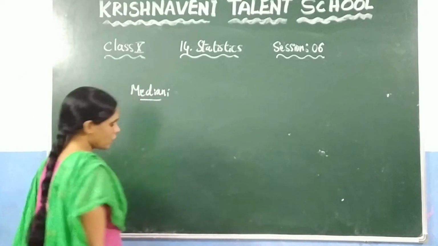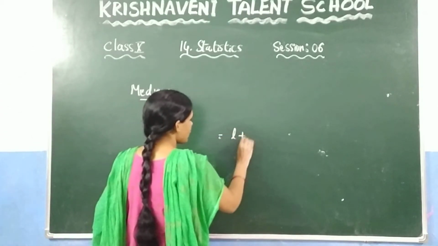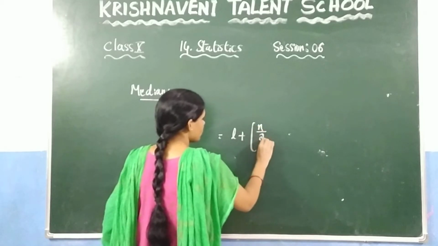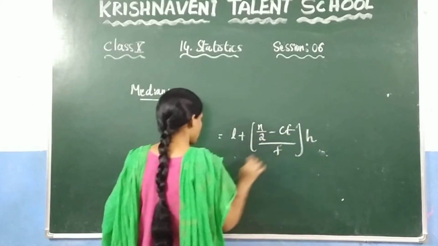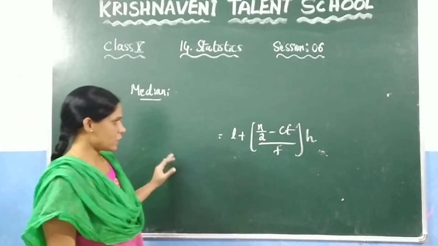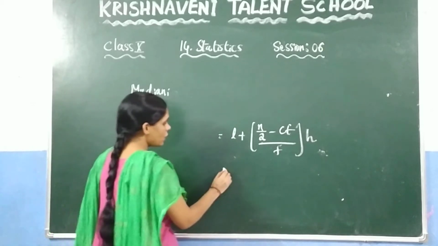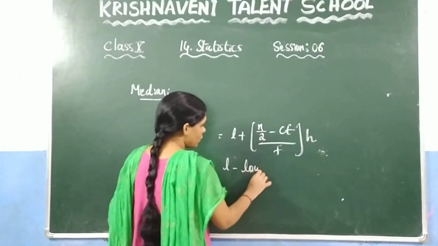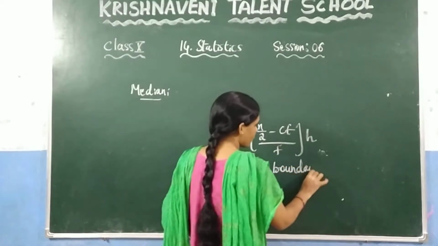If you are given grouped data, you can find the median by using the formula L plus (n by 2 minus CF) by f, into h. By using this formula, you can calculate the median for grouped data. Now, what are these terms? Here L is nothing but the lower boundary of the median class.